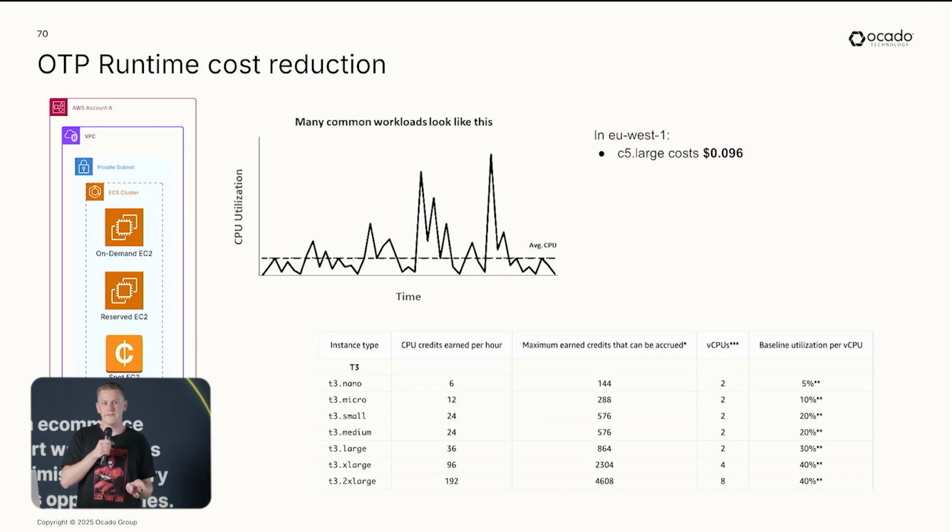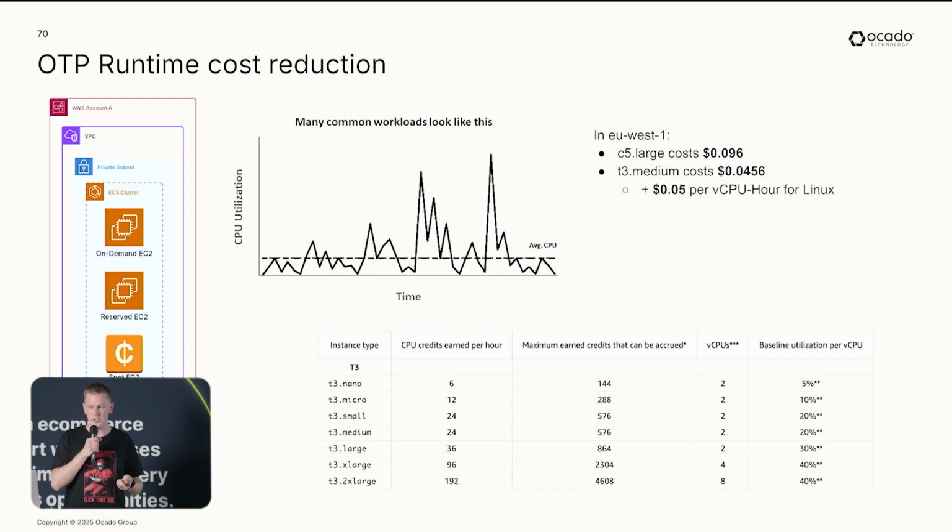Let's take the C5 large, the example that I already shared with you: 9.5 cents for an instance with 2 vCPUs and 4 gigs of RAM. If you find a comparable burstable instance, T3 medium, it costs 4.5 cents. So 5 cents less per each hour. Quite a lot, right? But every time that you go over the limit, you're going to pay 5 cents per vCPU per hour if you're using Linux, and even more if you use Windows-based instances.